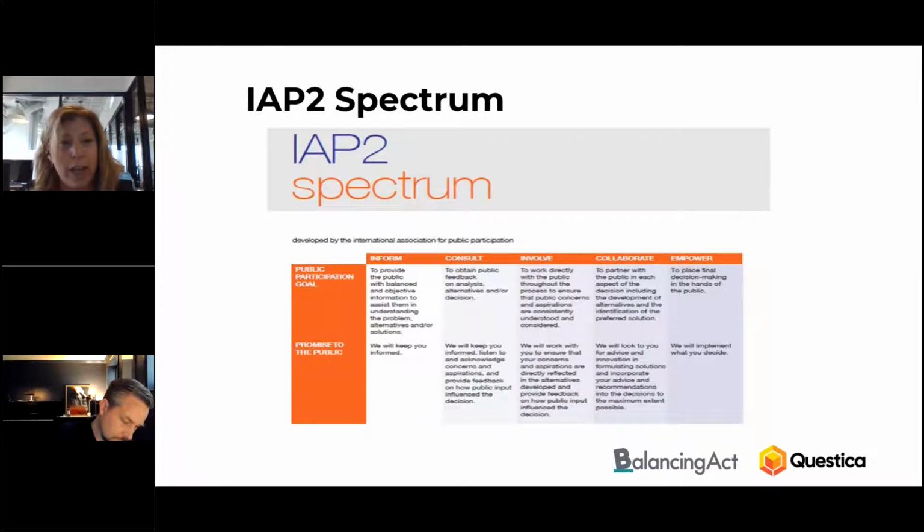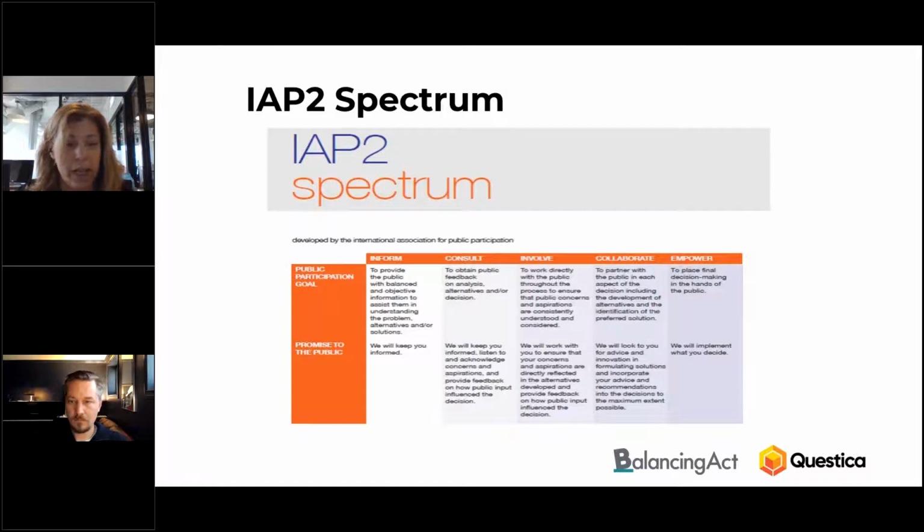So I'd encourage you to take a look at the IAP2 spectrum. This is an international spectrum. It's the same for Canada. It's the same for the US. And most people do follow this. But you can see that there are 5 different buckets. And most of the time when it comes to the budget, what we're going to be talking about today is informing, consulting, and involving.